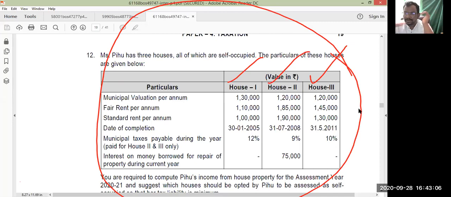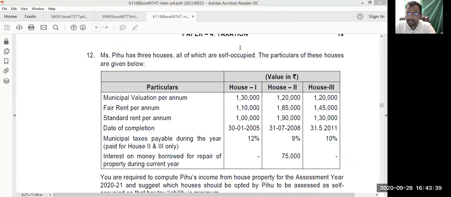I think there is one more question in the ICAI material. In the May 2020 amendments, the question is given regarding Mr. Ganesh. Mr. Ganesh has 3 houses, all of which are self-occupied. So there is one more question you can search for in that May 2020 RTP. You'll get that question. Do that question as well. Understood, right? So very important. Definitely you can expect a question.